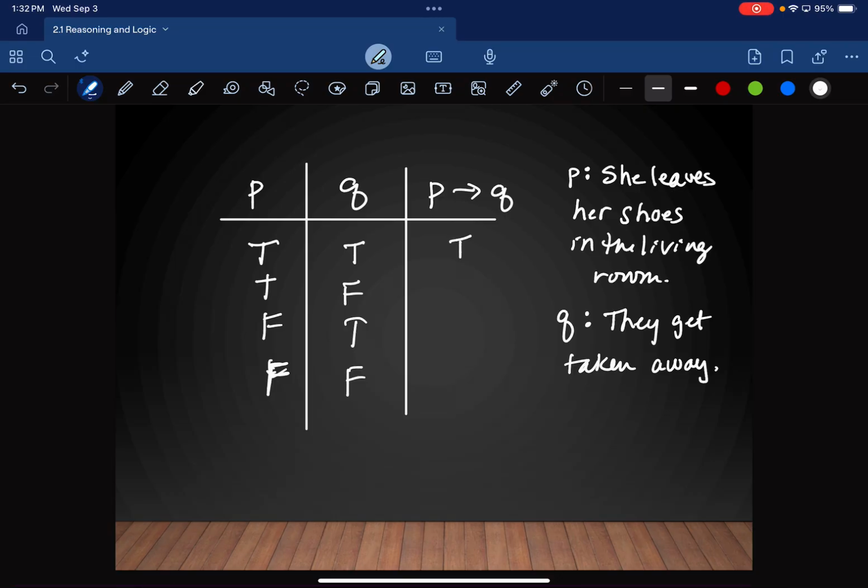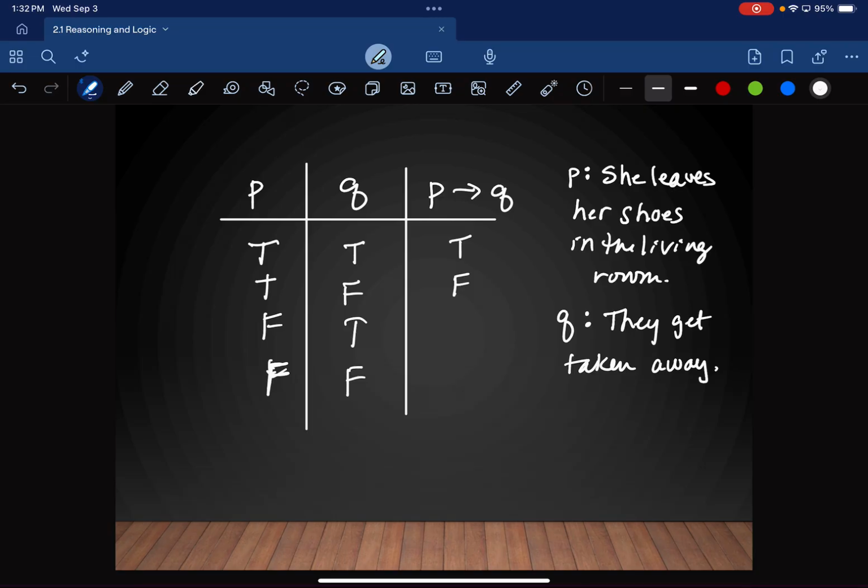But if I'm really following the rule, the next one can't happen. Because the next one's actually saying she did leave her shoes in the living room, but they didn't get taken away, right? That's what the false would mean, is that we didn't follow through on the rule, right? It's not a very good rule if you don't follow through on it, right? It's a false statement if you did that, right? That would make my rule a false rule if I don't follow through on it, as said.